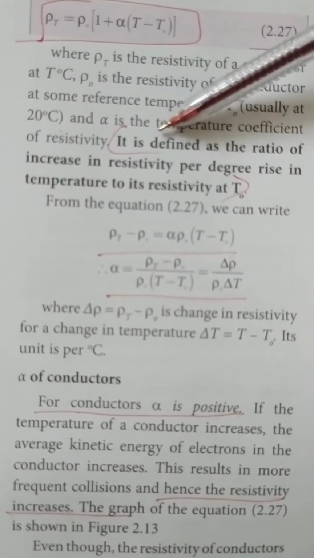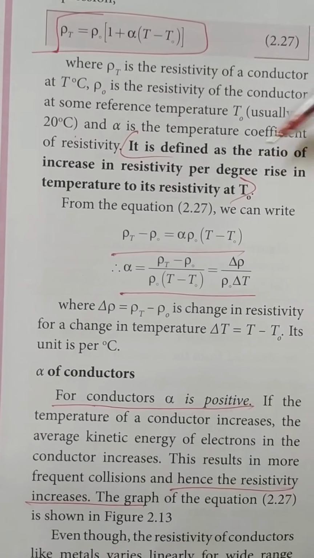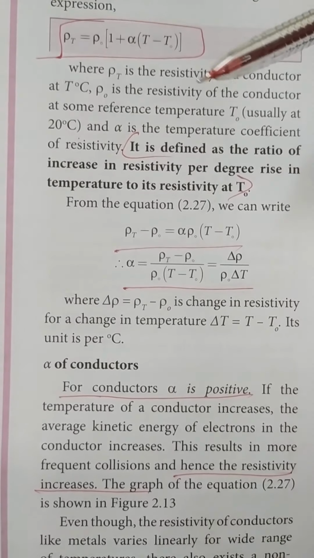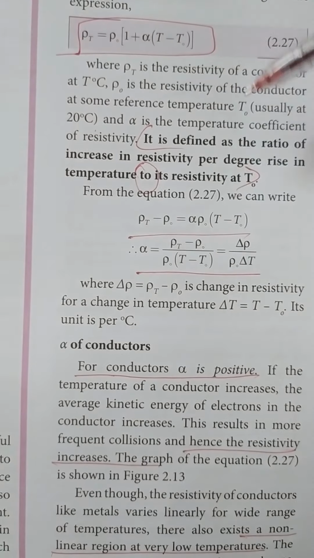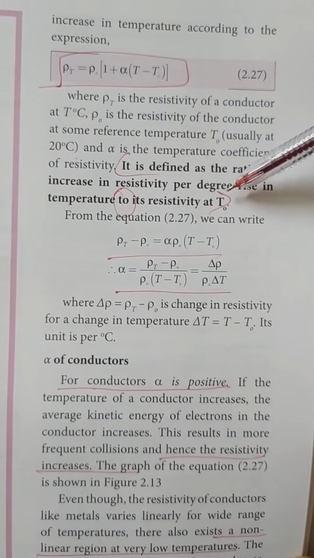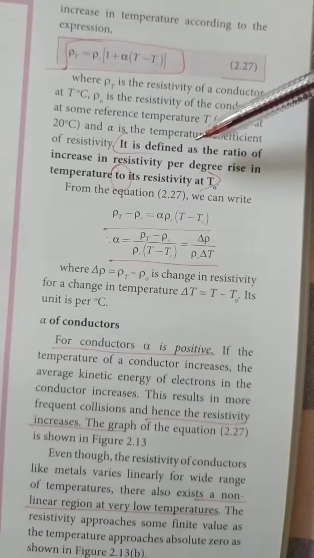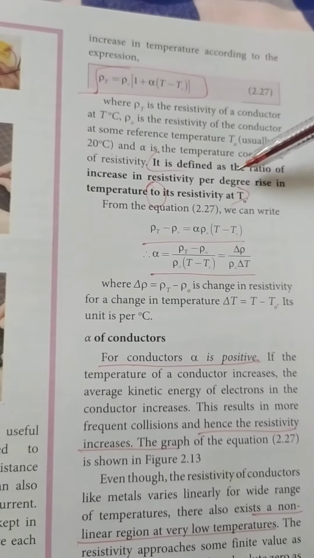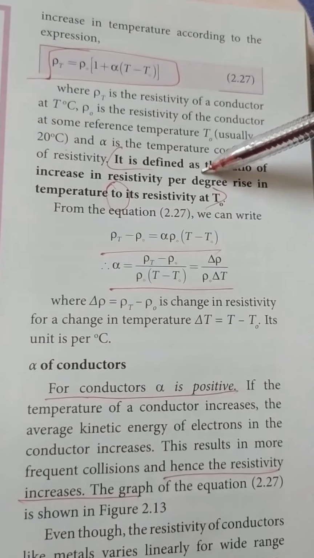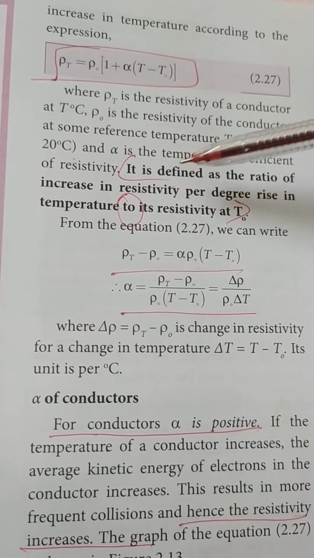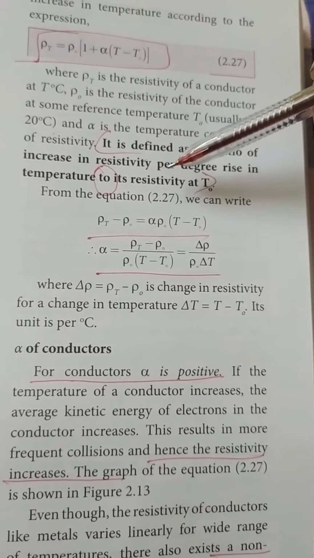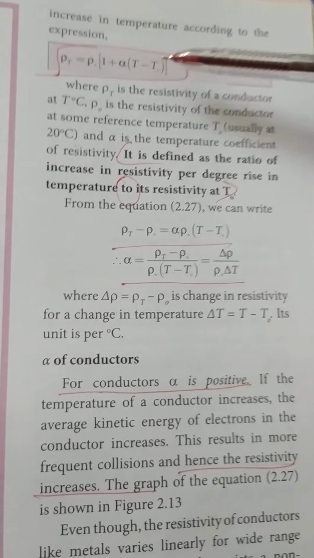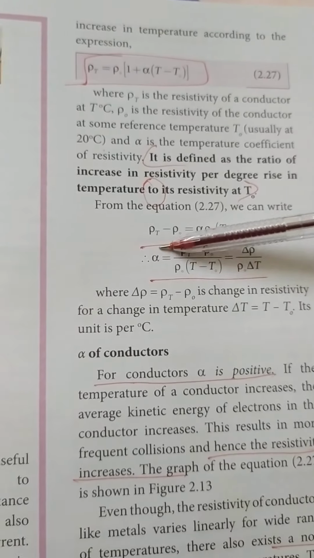So temperature coefficient of resistivity is defined as a ratio of increase in resistivity per degree rise in temperature to the resistivity at T0. Suppose you are increasing the temperature by a degree, 1 degree rise is taken, and for 1 degree rise, what is the rise in resistivity? That value of resistivity divided by resistivity at T0. So here this expression is simplified and alpha is found out.